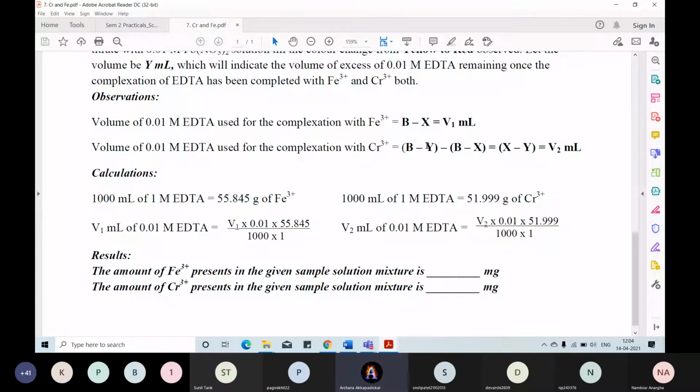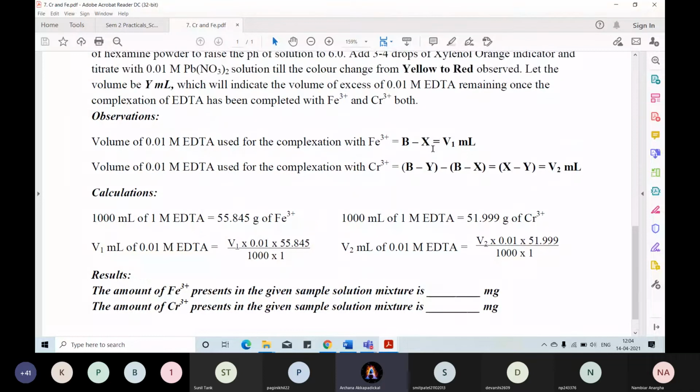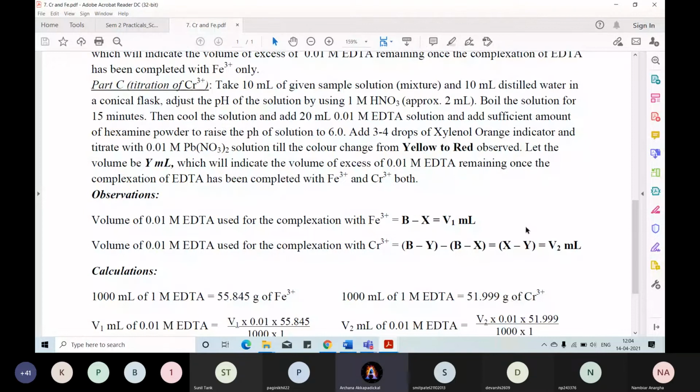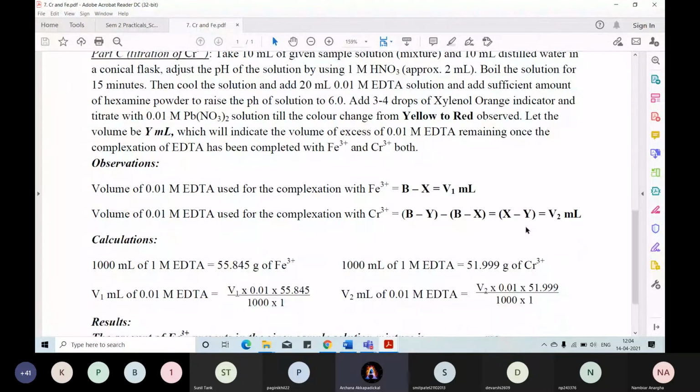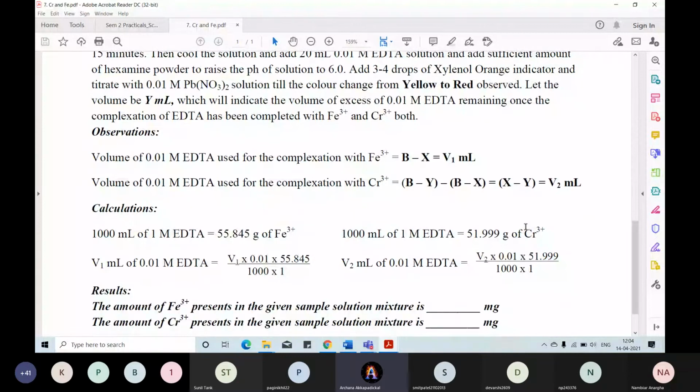Okay. There might be a certain confusion about chromium. You can see B minus Y minus B minus X. It is basically you just have to subtract the amount of EDTA for iron from that for chromium. Just look at the X minus Y part. There's nothing otherwise, the previous thing might appear complicated to you. So calculation remains almost the same. I think the journal would be better. Can we shift to the journal, Anara?